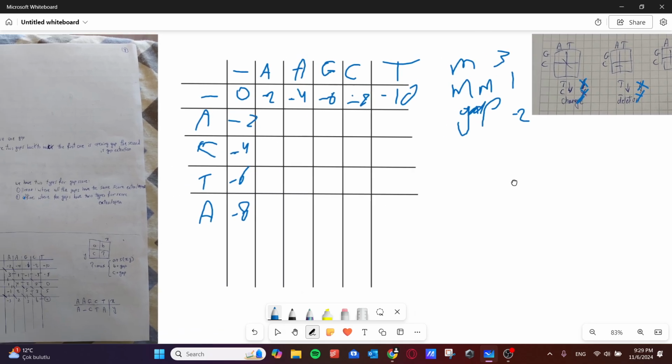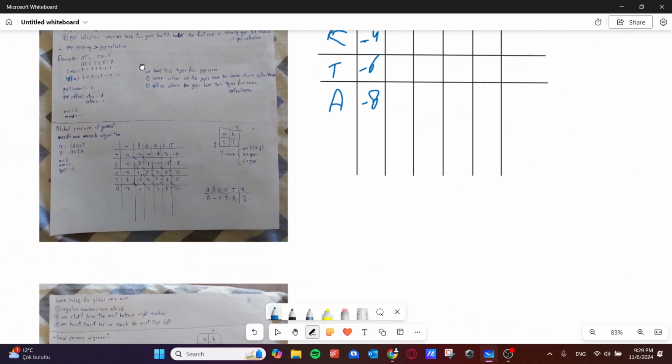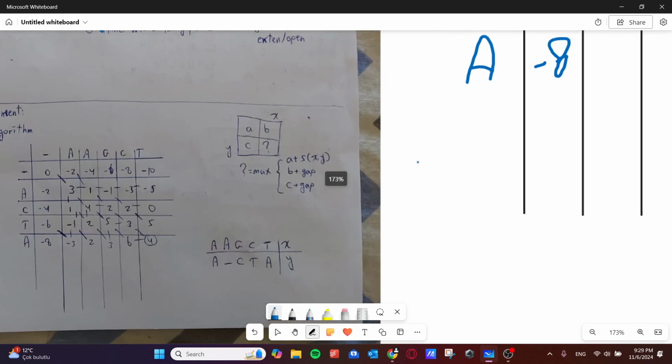So here, how do we find this one, for example? Okay, so we have a rule which is here.